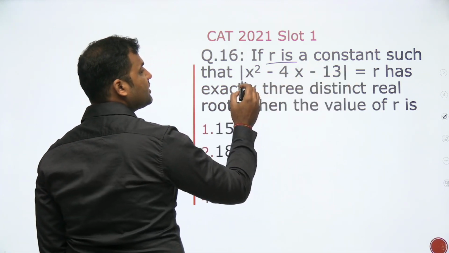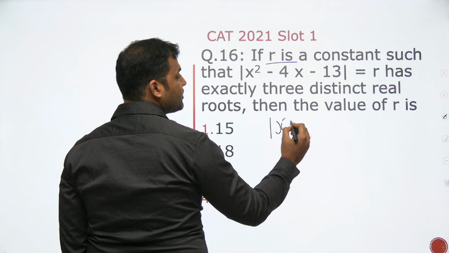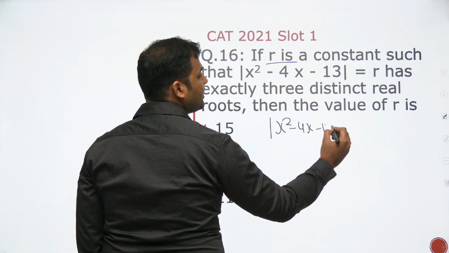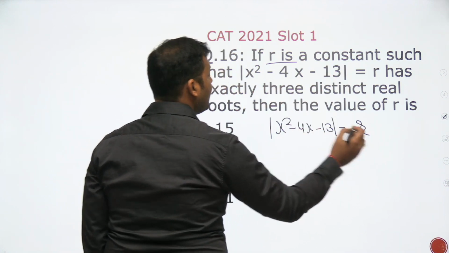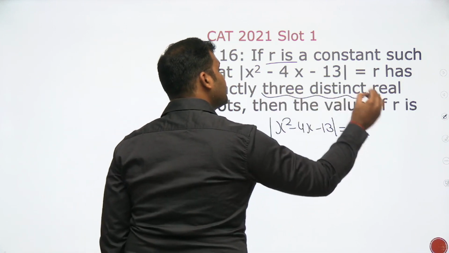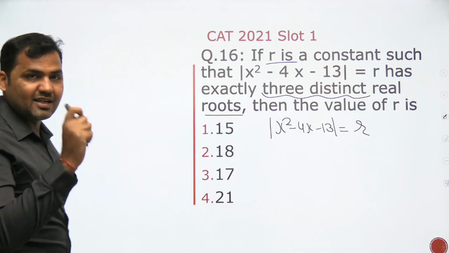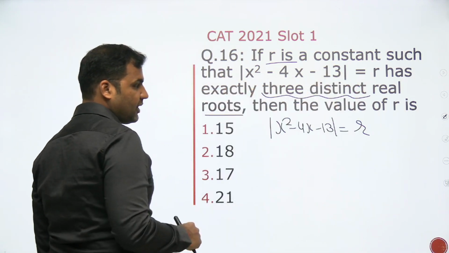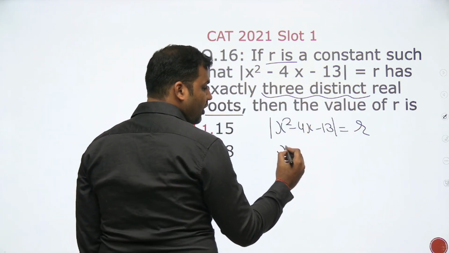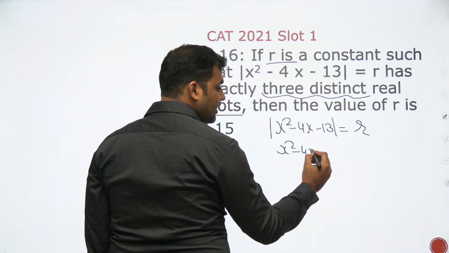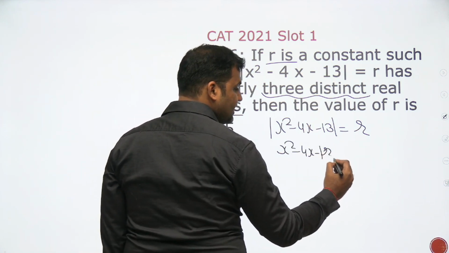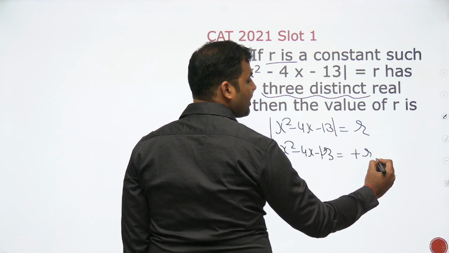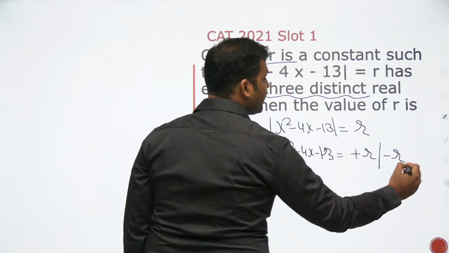R is a constant such that mod of x square minus 4x minus 13 mod is equal to R has exactly 3 distinct real roots. Now that's the point that you need to catch. 3 distinct real roots कैसे possible है? You know that when I will be opening a mod sign, the value on the right hand side can be either plus R or it can also be minus R.